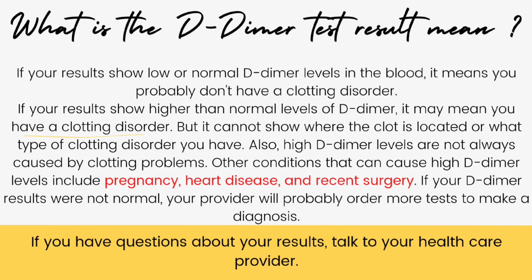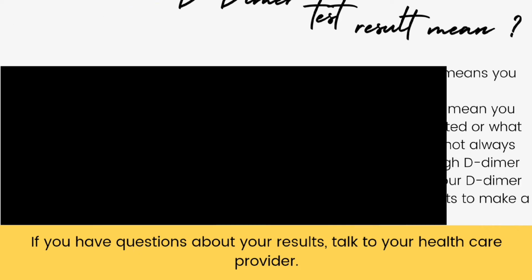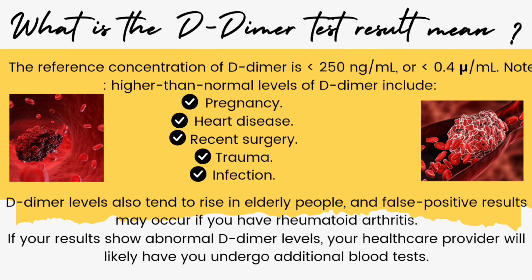If your D-dimer results are not normal, your provider will probably order more tests to make a diagnosis or to confirm. If you have questions about your result, talk to your healthcare provider, I mean to say your doctor. Now the reference concentration of D-dimer is less than 250 ng/ml or less than 0.4 µg/ml.